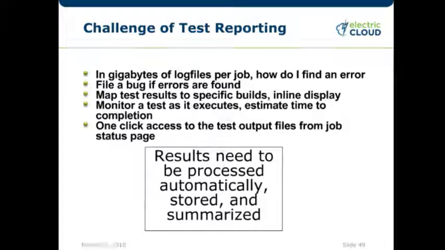If I have test results for specific builds, how do I map that to specific builds and see how it's changed over time? How can I watch a test automatically, live, as it executes? If it's running on one machine, great, I can sit there at the console. What if my test actually communicates with a bank of machines all working together as a system, components running on all the different machines? How am I going to monitor everything that's going on from one place? And afterwards, how can I get quickly to what I need to know? So results, really, the goal here is results need to be processed, automatically stored, and summarized.